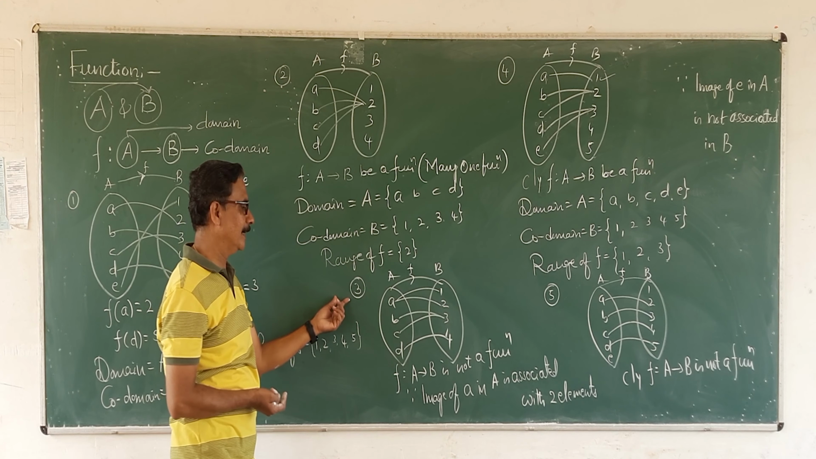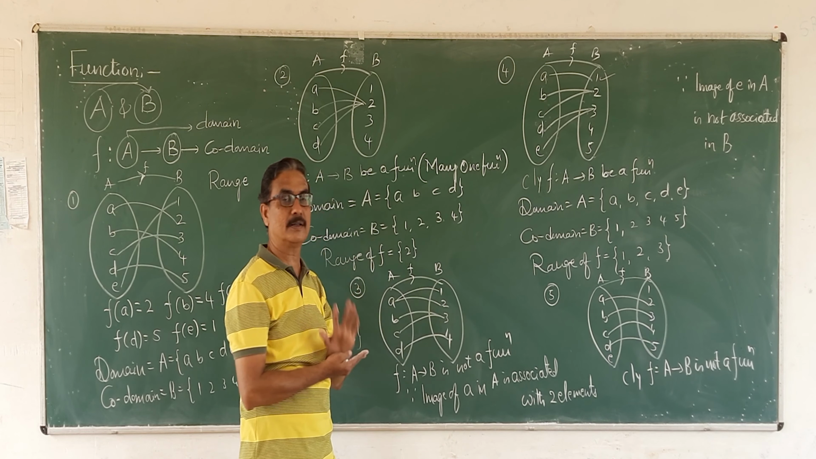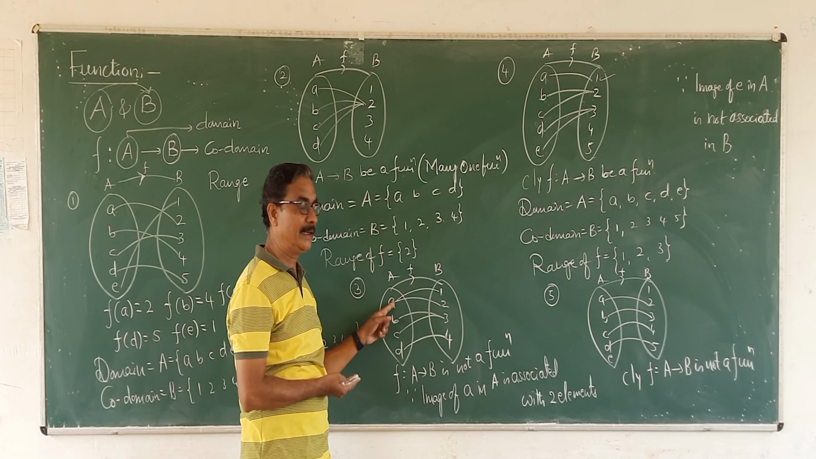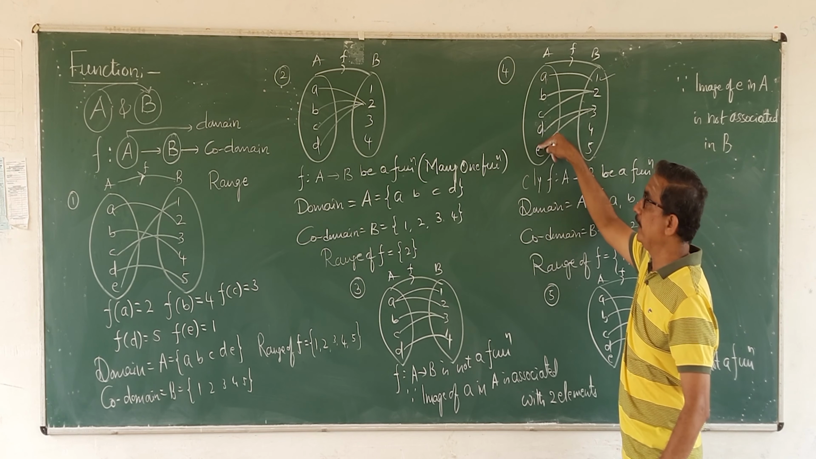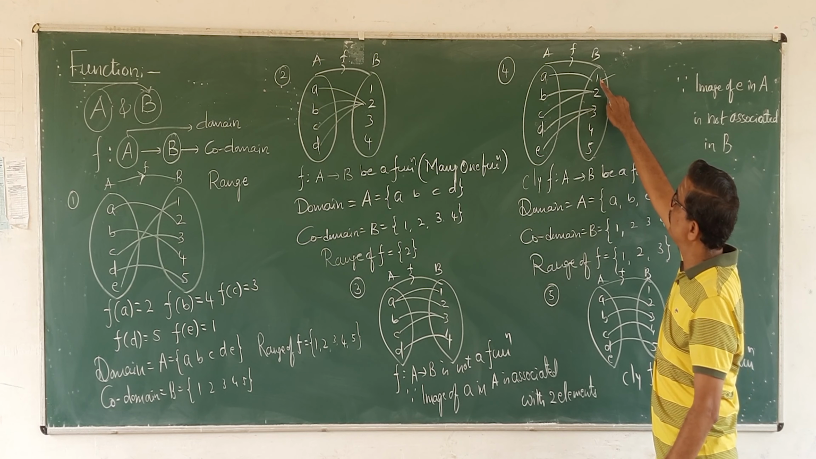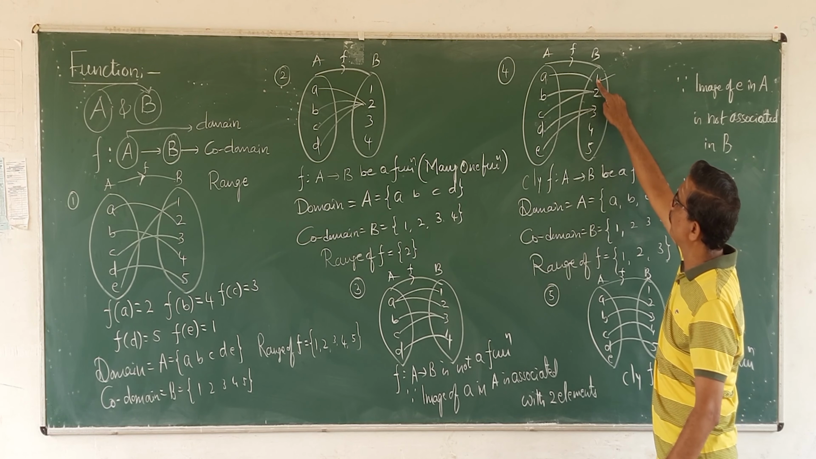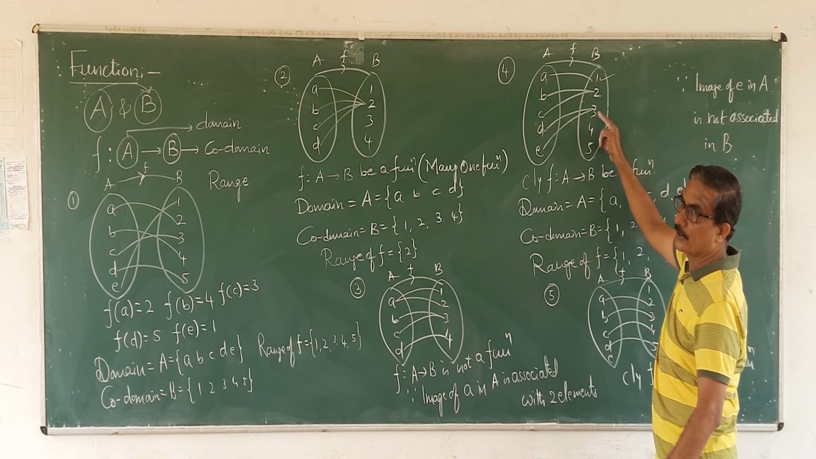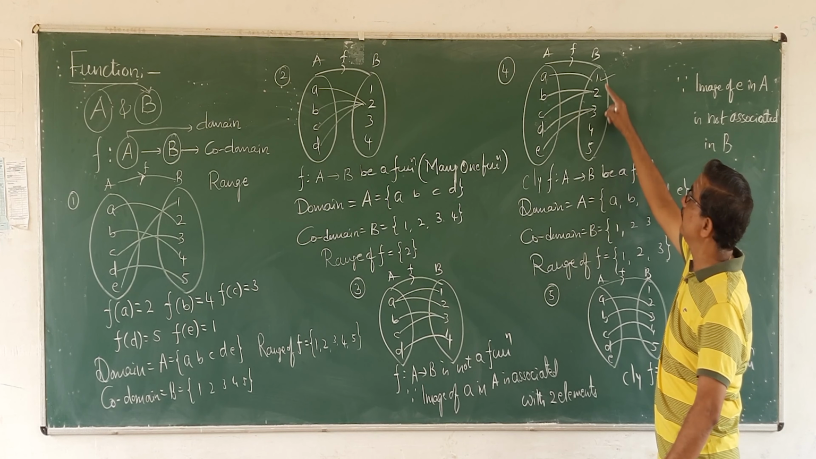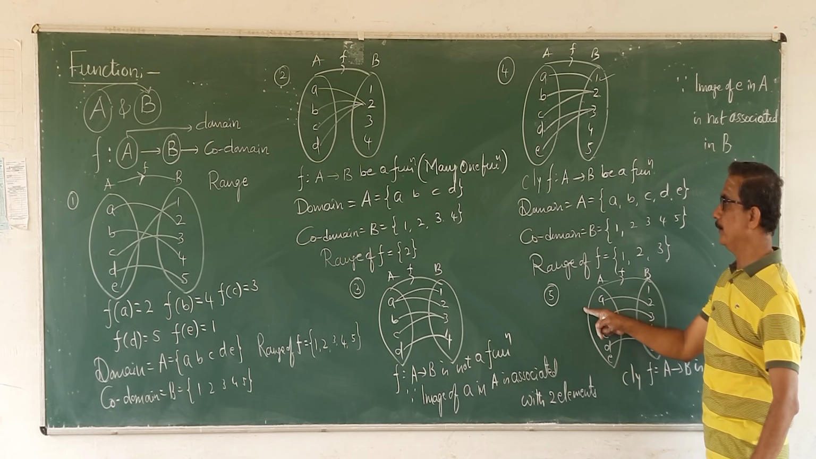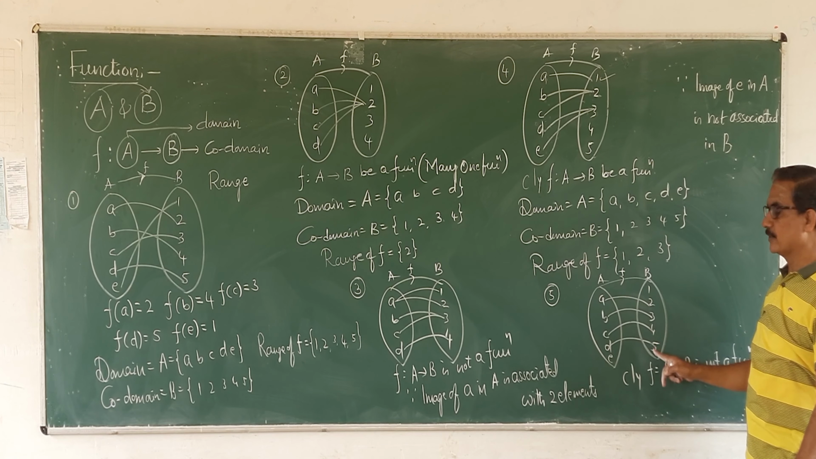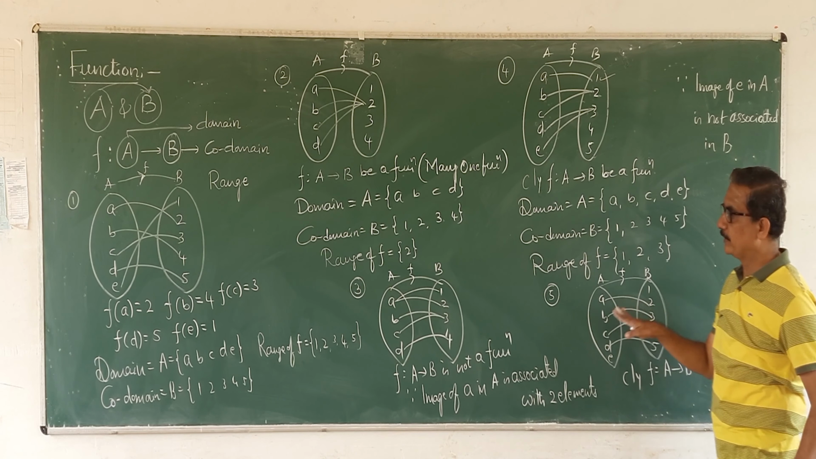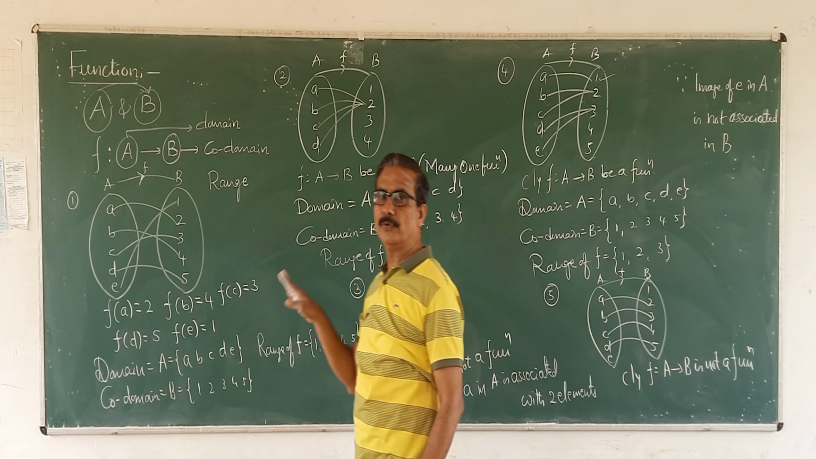Whereas the third example is not a function, because the image of element A is associated with two elements. The fourth example is a function. The domain is set A, the codomain is set B, and the range is only three numbers, namely 1, 2, 3. Only three have images, and whichever numbers are images, that is the range. The range is 1, 2, 3. Then the fifth example is not a function because the image of element B is not associated in the set B. So these are the different examples of functions.